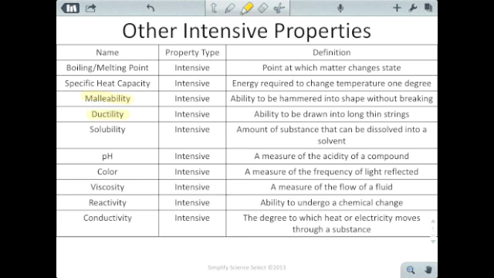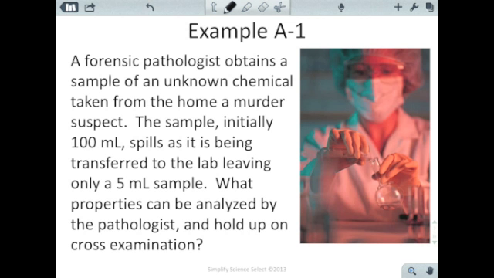Now, example A1: a forensic pathologist obtains a sample of an unknown chemical taken from the home of a murder suspect. The sample, initially 100 milliliters, spills as it is being transferred to the lab, leaving only a 5 milliliter sample. What properties can be analyzed by the pathologist and hold up on cross-examination? The one thing we have to understand is that the majority of the sample is lost. 95 milliliters of the sample is spilled, so only 5 milliliters is left.